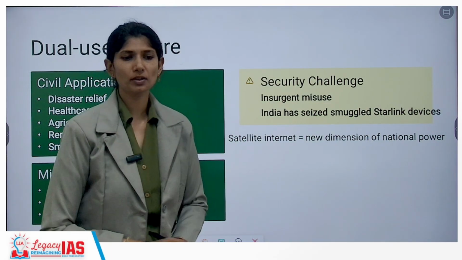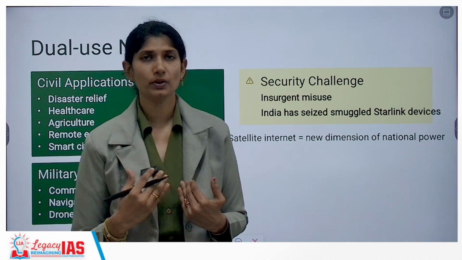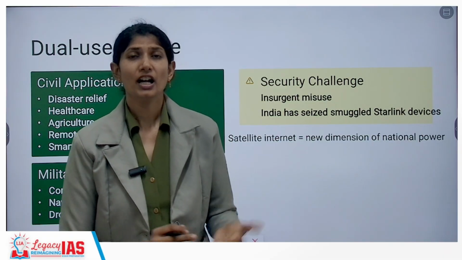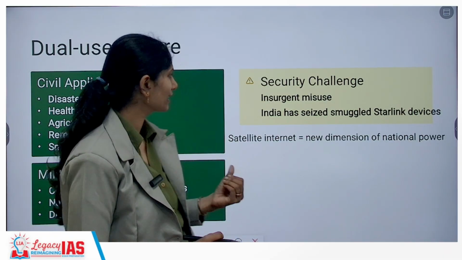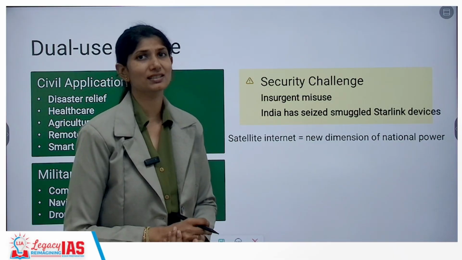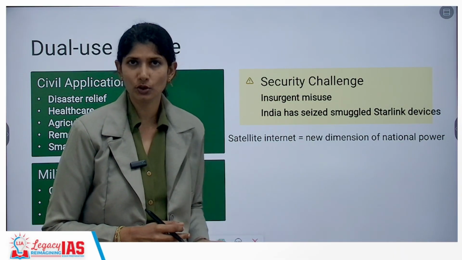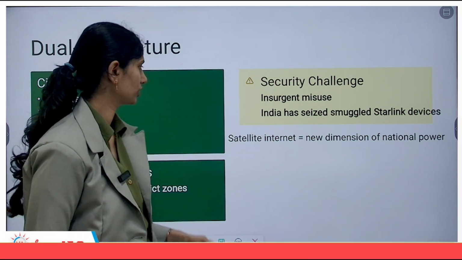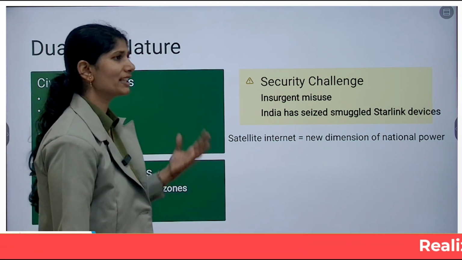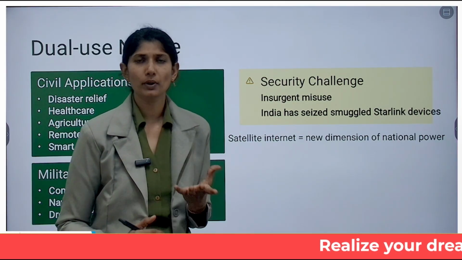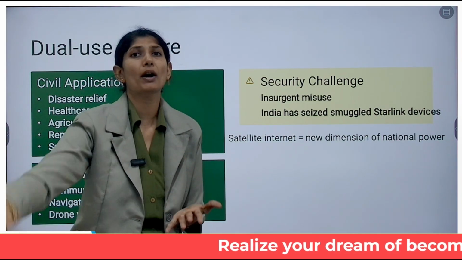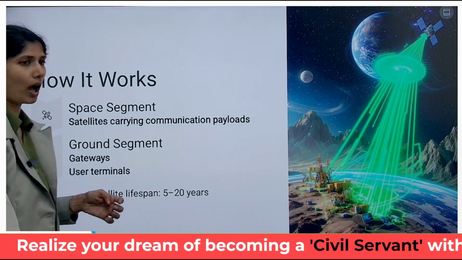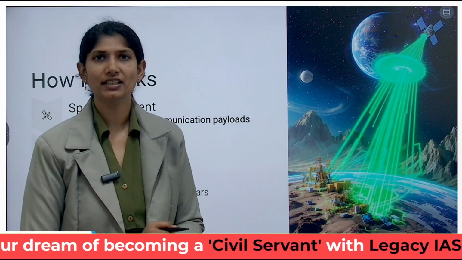But it also poses a major security concern, as India has witnessed. In many regions, our police forces have retrieved a lot of seized or smuggled Starlink devices from insurgent groups. Understanding? So this poses considerable security risks. And now, anyone who owns this satellite power, it is seen as a national power to own this satellite internet. So, how exactly does this satellite internet work?